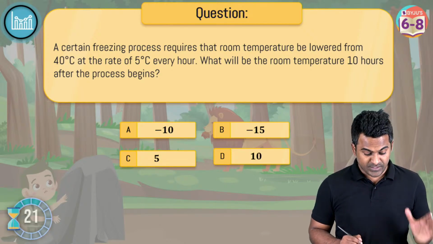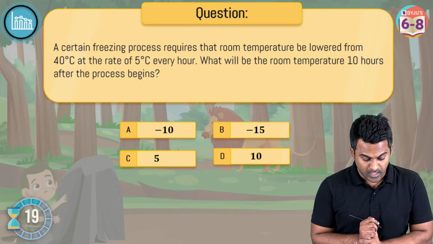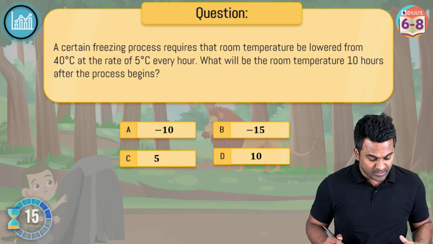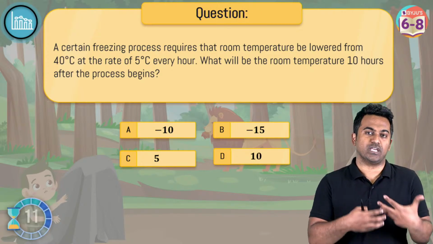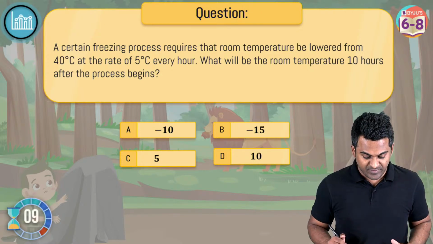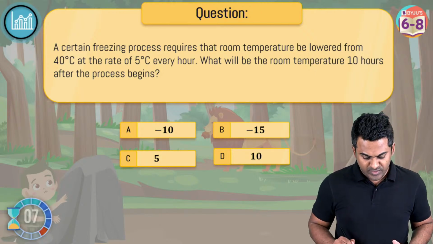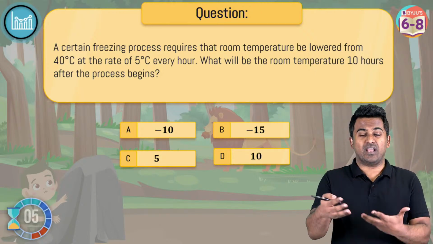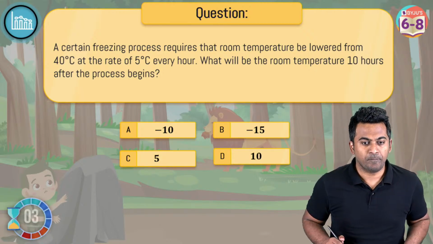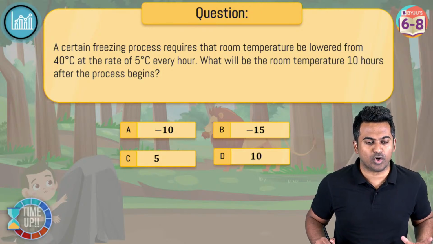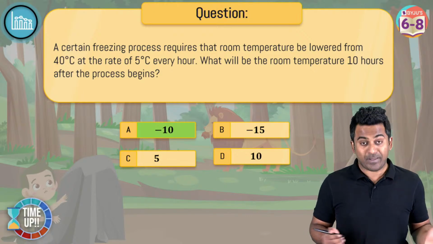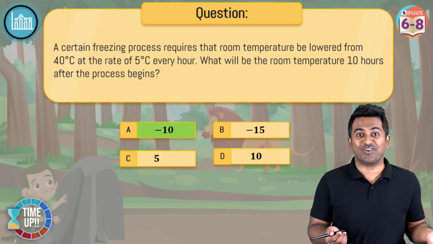Okay, so here you have a certain freezing process that requires room temperature be lowered from 40 degrees centigrade at the rate of 5 degrees every hour. So every hour the temperature is going to decrease by 5 degrees centigrade. We've been asked to figure out the temperature after 10 hours. The process has begun. Okay, so we have the answers rolling down. Minus 10 is what all of you are saying. All right, so the time is up, and minus 10 is in fact the correct answer.